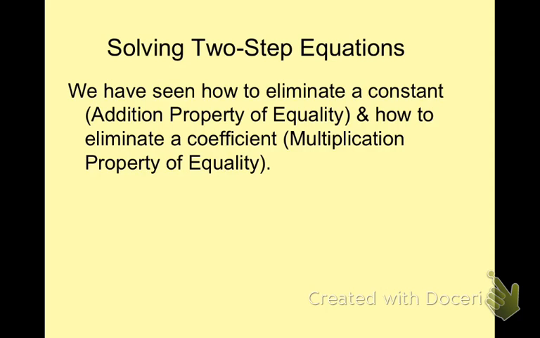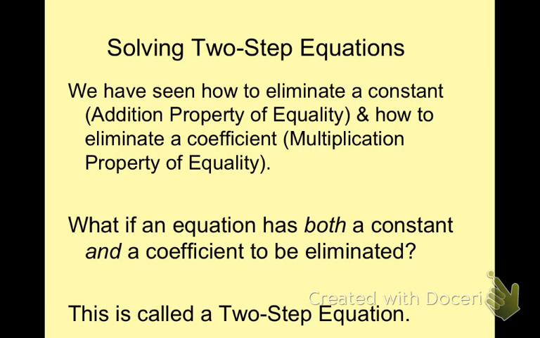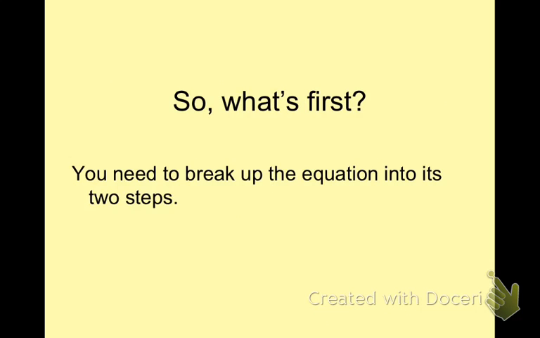So to eliminate a constant, we'll use addition or subtraction, depending on what the inverse operation is. And to eliminate a coefficient, we'll use multiplication or division. When an equation has both a constant and a coefficient, that's a two-step equation, and it'll take 2 steps to solve it. So let's see what we're going to do first.